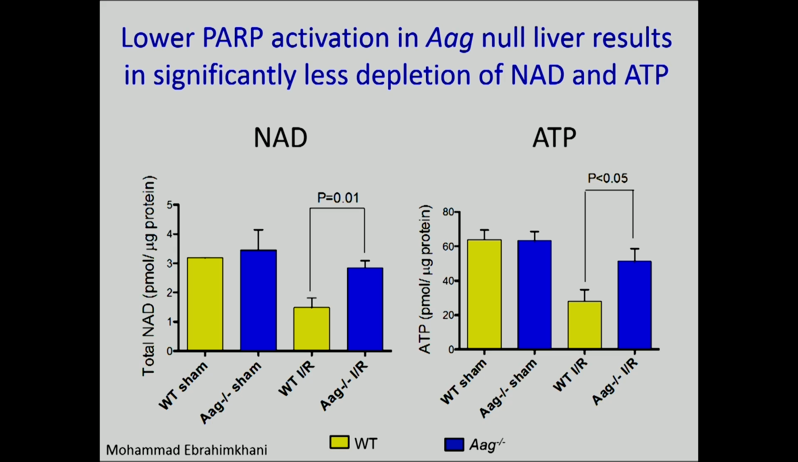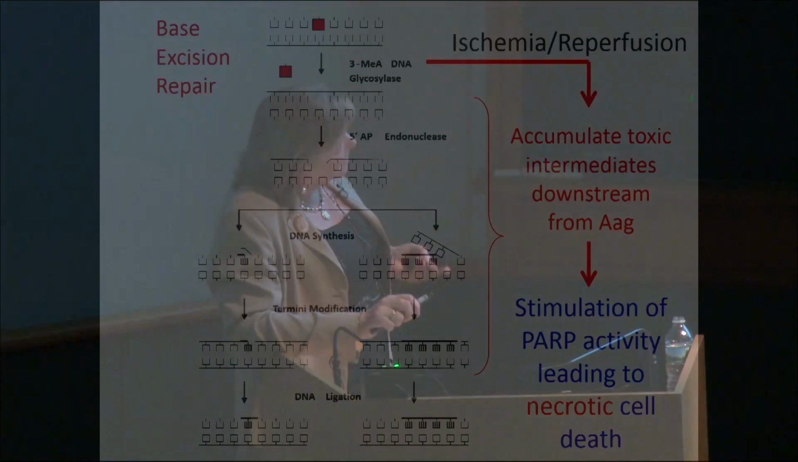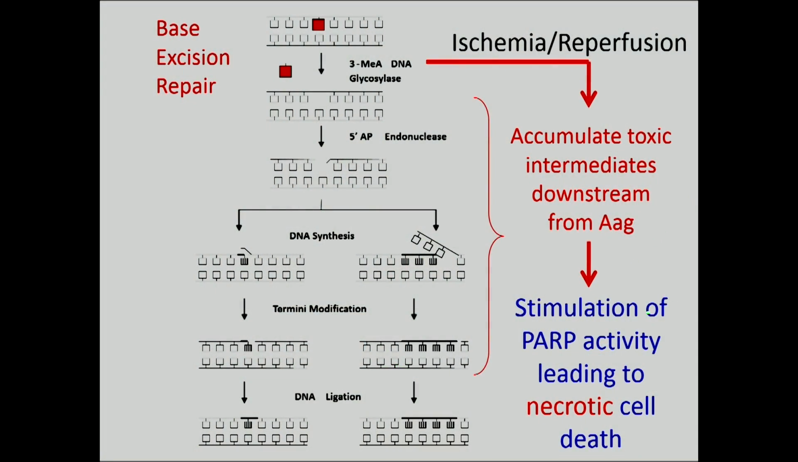And as it turns out, you have much more intense loss of NAD and loss of ATP, which would drive the cells into energetic crisis and into necrosis. So now the model gets a little more detailed: accumulate the toxic intermediates, which we've measured in terms of abasic sites, stimulation of PARP activity leading to necrotic cell death. I'm getting there.